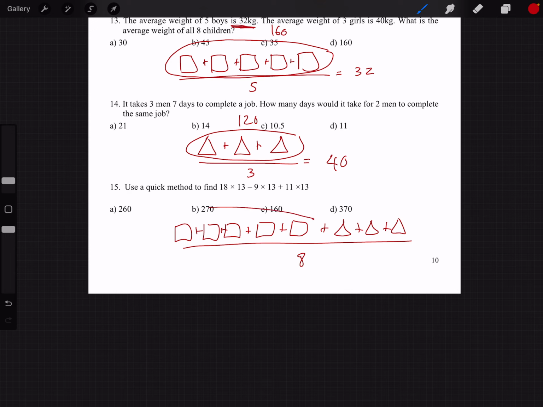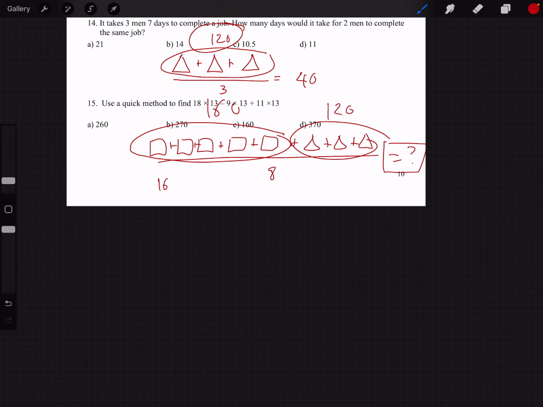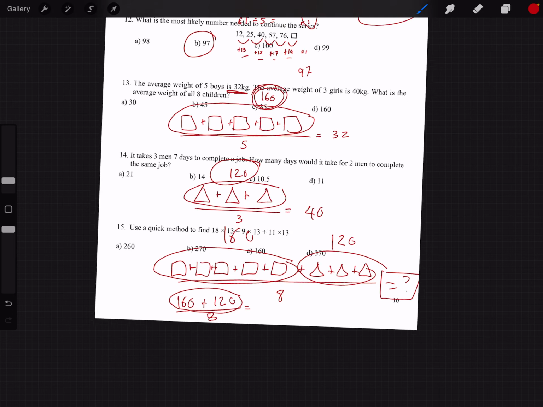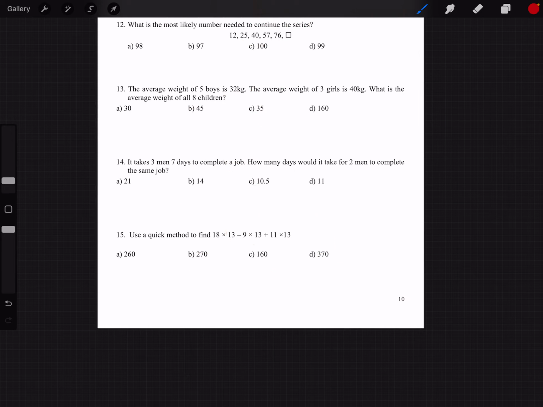Now we know the first 5 adds up to 160. The next 3 adds up to 120. We worked it out from up here. 160, 120, right? So now what's the average of 8 people? Go ahead and do it. Take 160 plus 120 and then divide it by 8 and get the answer. This should be easy, okay? You can do that one. So that's how you do question number 13.